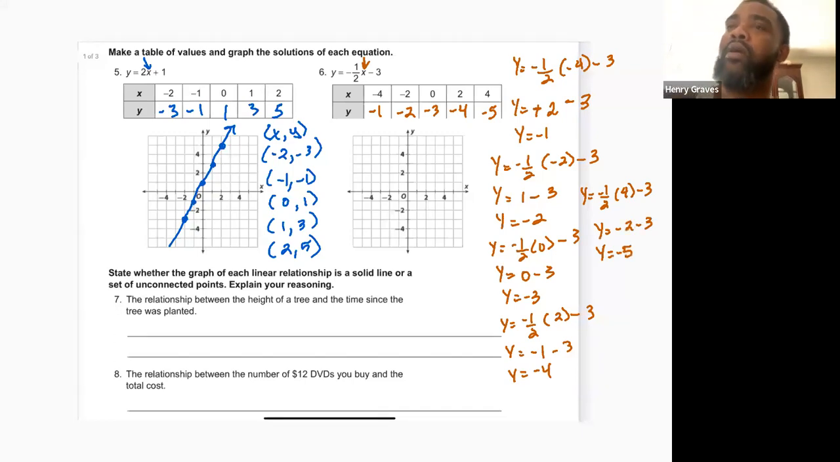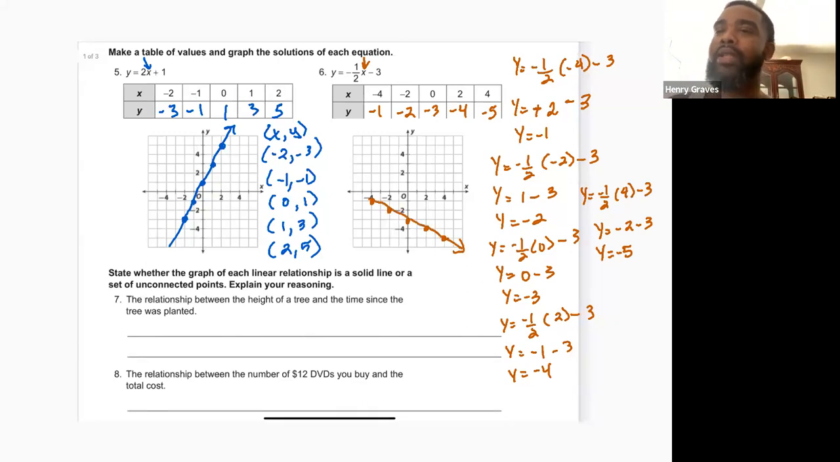So -4, -1 is right here. Then -2, -2 is down here. Then 0, -3 is down here. Then 2, -4 is down here. Oops, I made a mistake. What mistake did I make? Ah, yes, I didn't put it in the right spot. There we go. And then 4, -5 is down here. Can I just go ahead and connect the dots to the best of my abilities? There we go. So I have my graph.